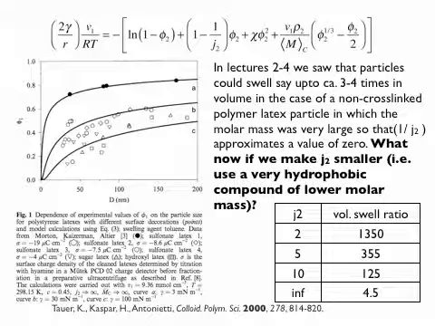Okay, so in lectures 2 to 4, we saw that the particles could swell, say, 3 to 4 times the volume. Yeah? And in this large equation at the top, we had this J in there, which was the degree of polymerization. And we basically set that to infinity, because that was very large. Yeah? So if we do that, then the volumetric swelling ratio, which you can calculate if you plot those equations, so I've replotted the graph on the left there, will be roughly 4.5. So 4 to 5 times you could swell.